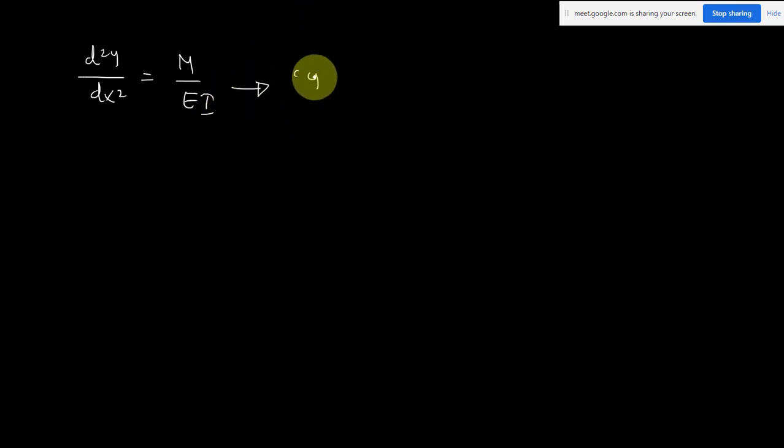What I am telling is the deflection equation we got, d square y by dx square, is equal to M by EI. This equation is coming from pure bending. Pure bending means only the effect of bending moment is considered. So if we solve this equation with the help of some boundary conditions, we can find the value of y. So y is deflection. That means we are actually finding the deflection due to bending moment.